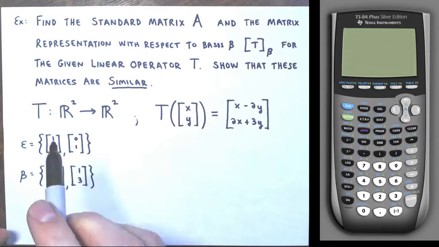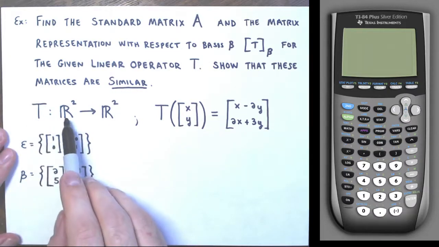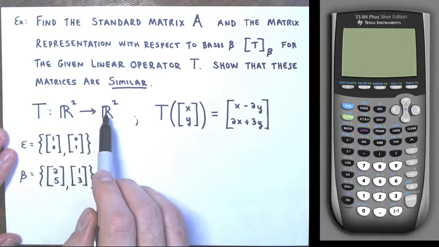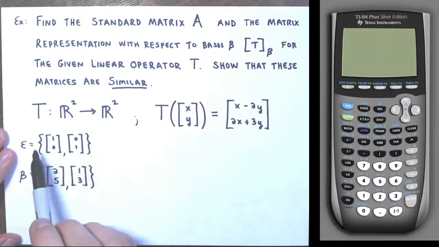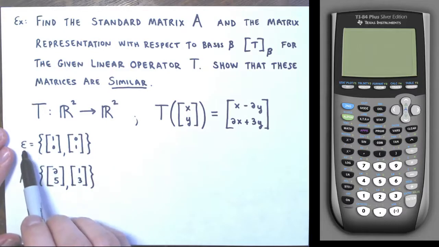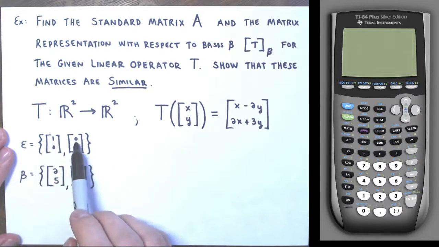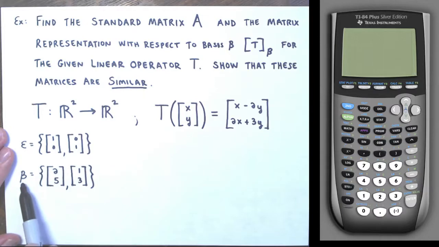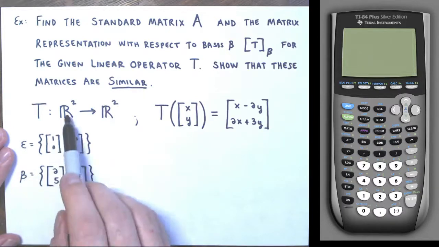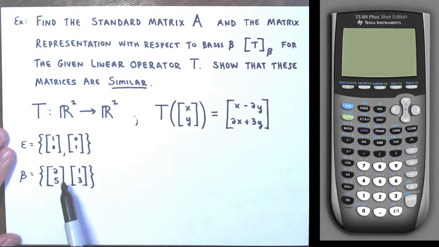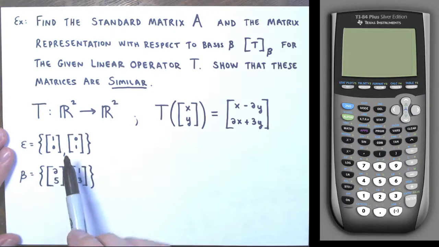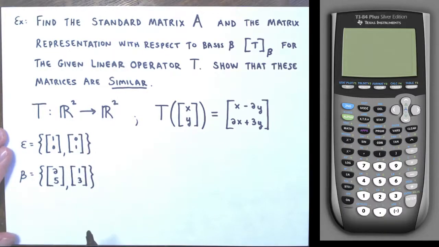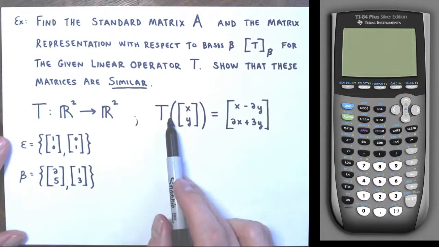So here I have an operator T from R2 to R2. The standard basis, little e here, is (1,0), (0,1). The other basis I'm going to be working with, another basis for R2, is this set here. Say B is (2,1), (5,3). It spans R2, and these are linearly independent. It's another basis, a non-standard basis. And here's the rule for T.